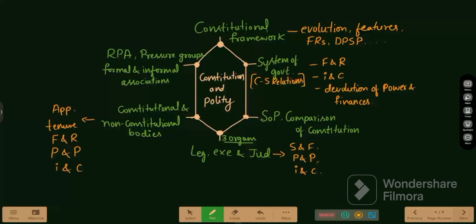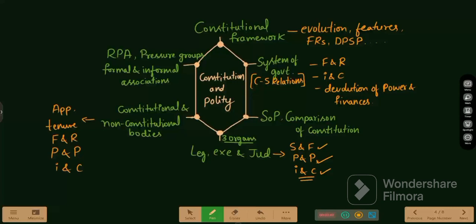Then the fourth dimension is 3 organs of government, that is legislature. Parliament and state legislature is the legislative body. Executive means president, governor, prime minister, chief minister, council of ministers, all the bureaucrats, etc. Judiciary: Supreme Court, High Court and other subordinate courts. These 3 organs you need to study. Their structure and function you need to study. Powers and privileges, issues and challenges you need to study in these 3 organs. And also remedies or solutions or recommendations of various bodies or committees to overcome these issues and challenges need to be studied.